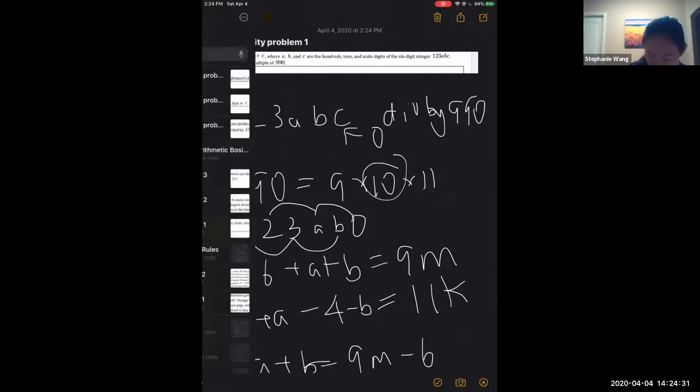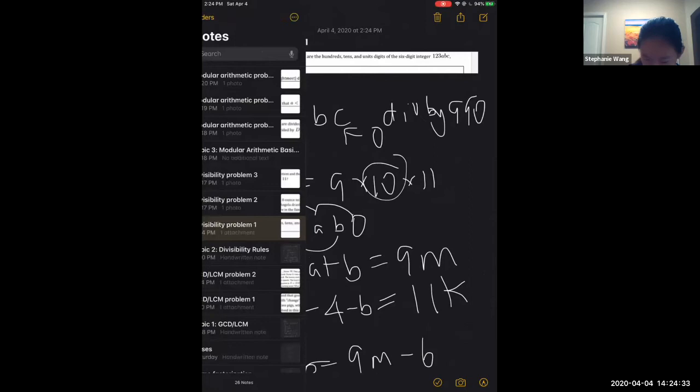Okay, next problem. This one's not exactly a very direct application of divisibility rules, but it also includes it. So I felt that we should go over this problem. Okay, so go ahead and read it.